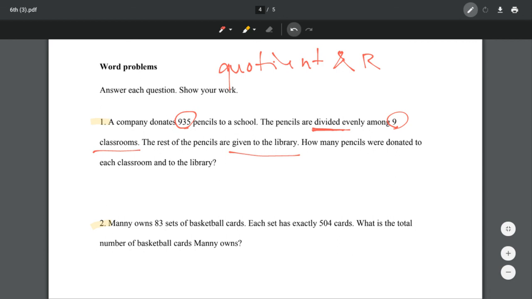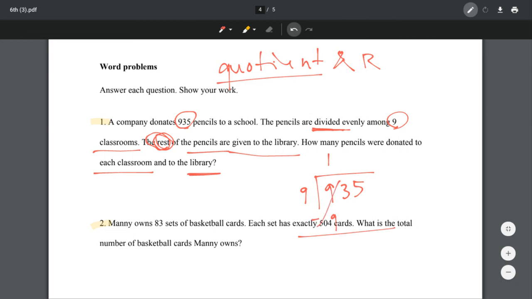Because it says the rest of the pencils were given to the library. So the quotient is going to represent the number of pencils donated to each classroom, and the remainder is going to be the number of pencils donated to the library. And so let's actually do the math. 935 divided by 9. How many times does 9 go into 9? Once. 1 times 9 equals 9.